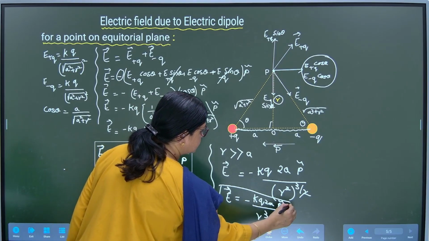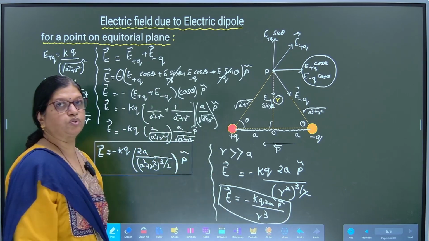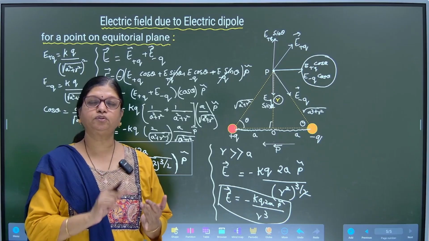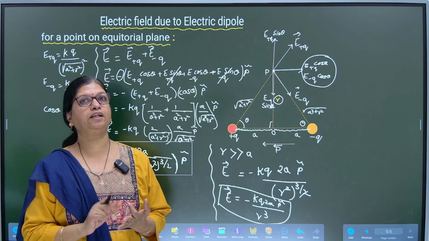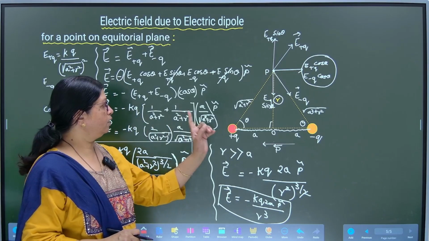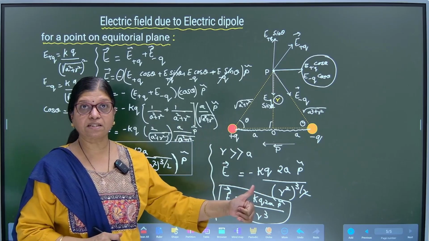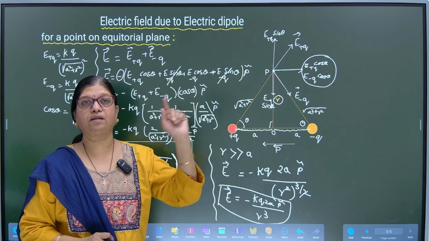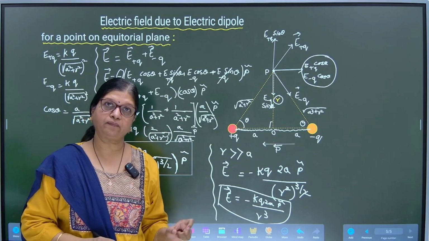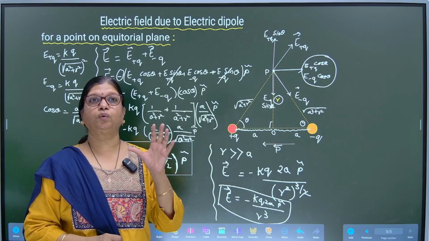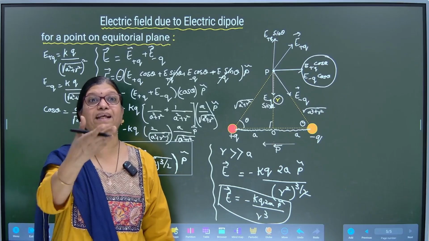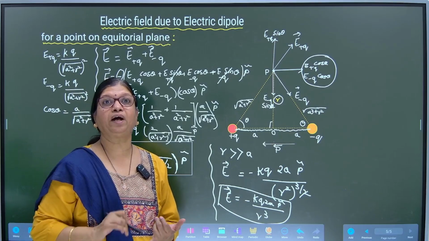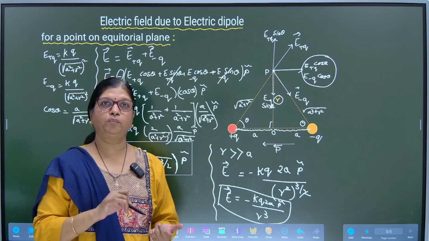So this is the value which we get for the electric field due to an electric dipole at a point on the equatorial plane, for the condition R greater than A, which means that the point which we have chosen is far bigger compared to the value of A itself. Right? Okay. So with this we move to the next section where we will now actually define electric dipole moment.